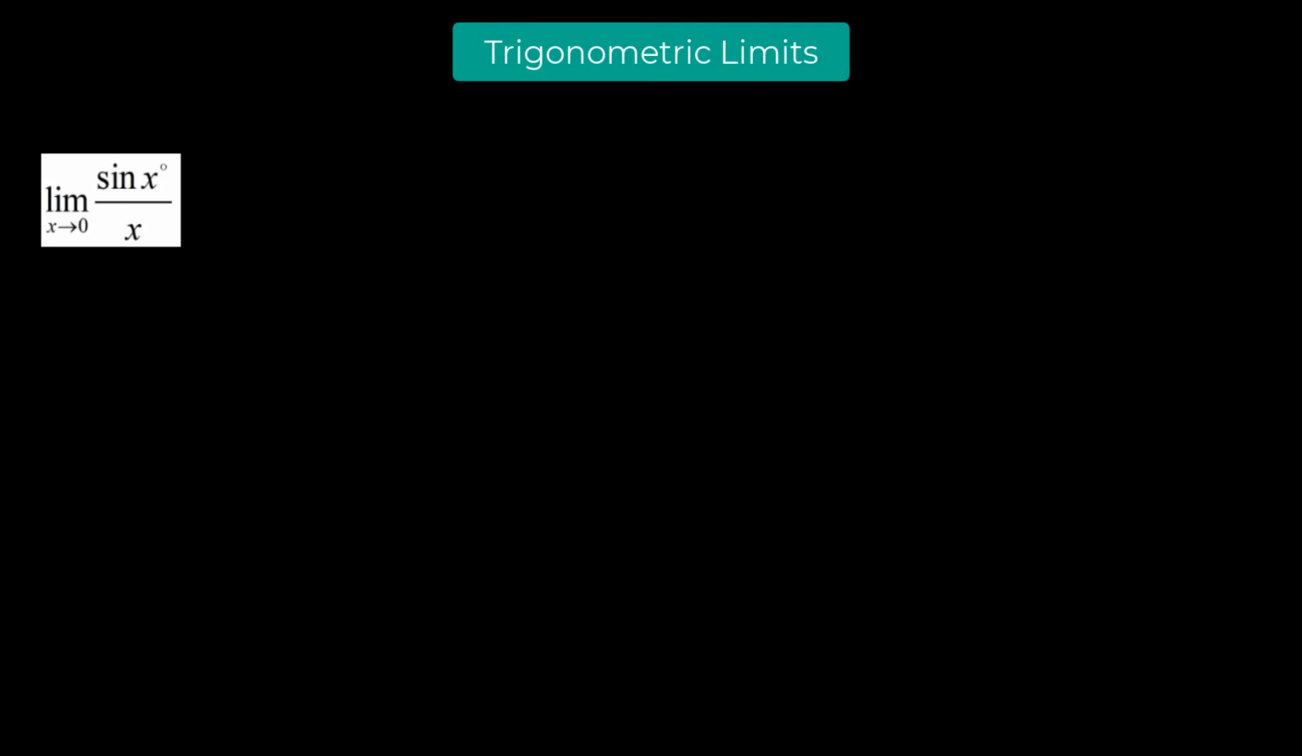So here in this question, we have a function given by sine x degree over x, and we have to find its limiting value when x tends to 0. Now here x is measured in radians, whereas the angle of sine, which is x, is given in degrees. So that means we need to convert x degrees into radians.